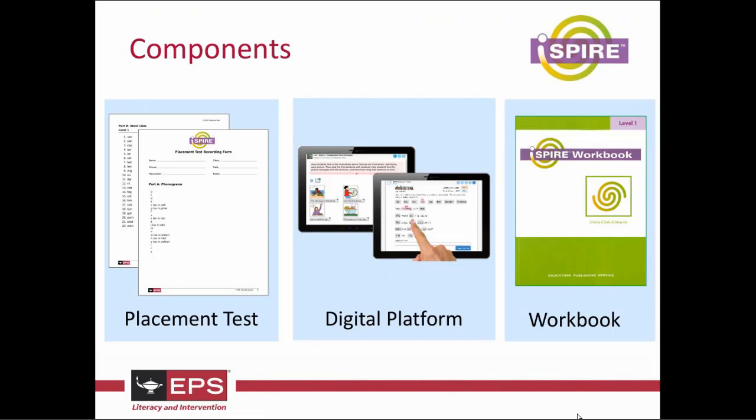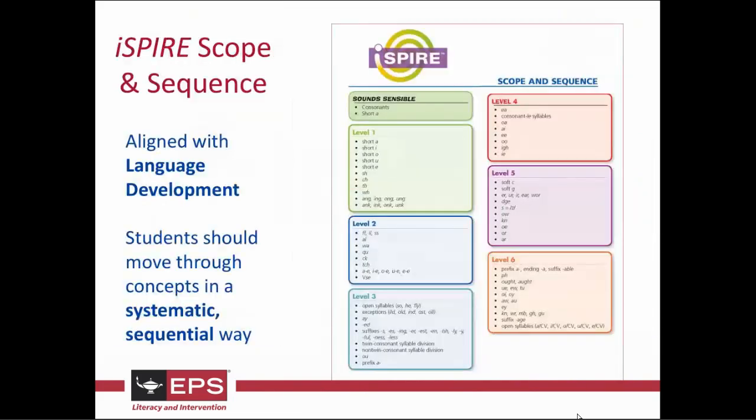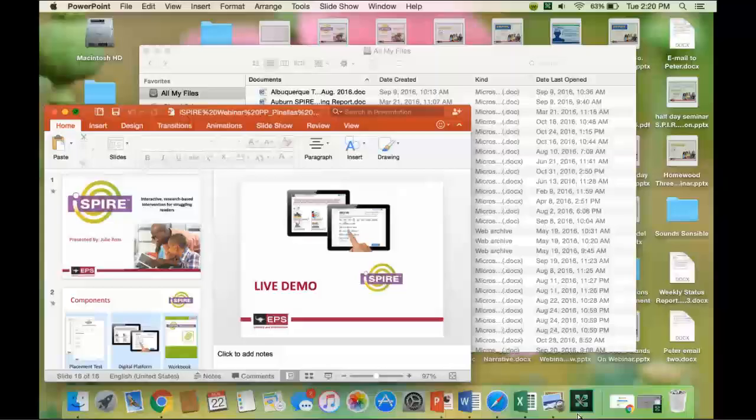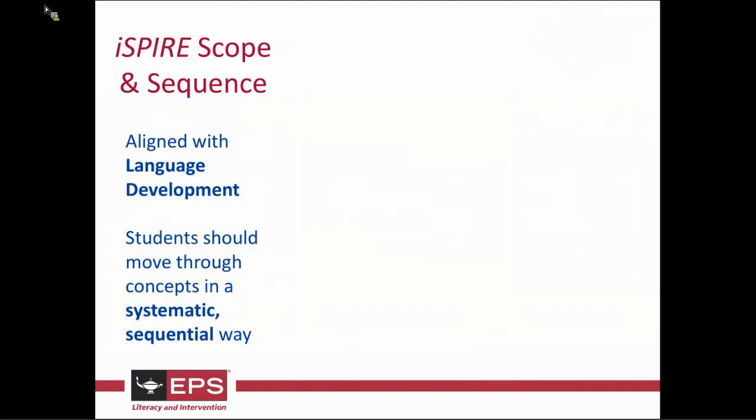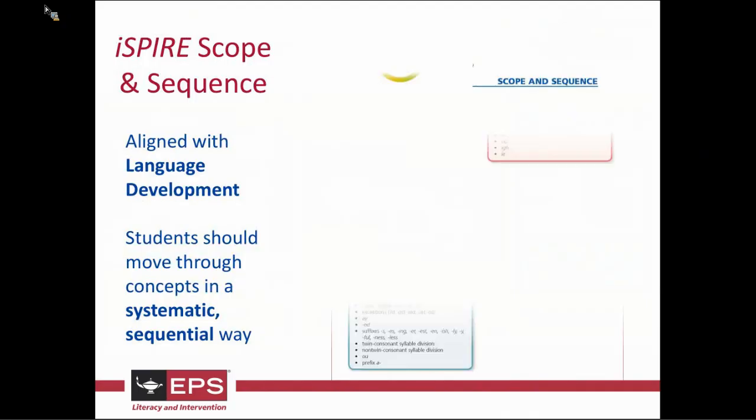The other optional component is the workbook. This is optional because you can print everything you need that's contained in the workbook from the program itself. The workbook just contains a paper copy of all of the reading passages in SPIRE. It also contains dictation paper because even when we're teaching in a digital way, we still ask our students to do their spelling with paper and pencil because it gives them the best sensory feedback.